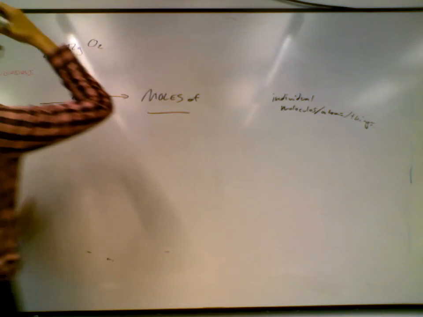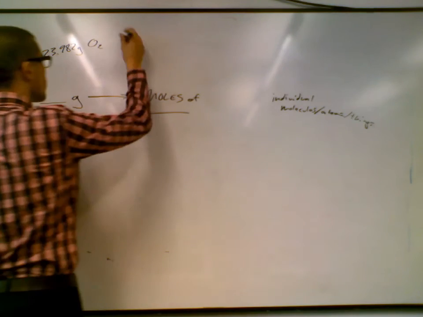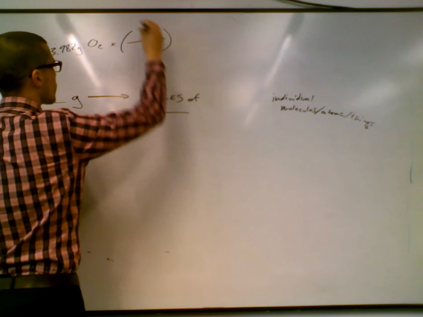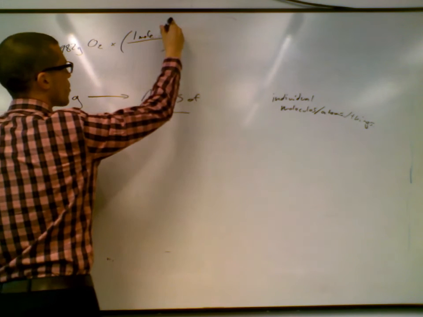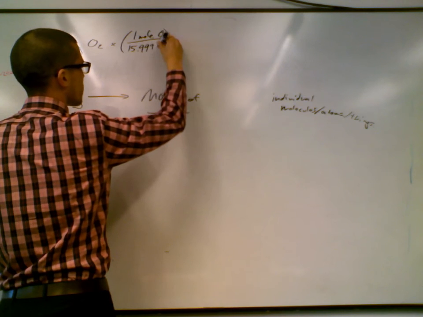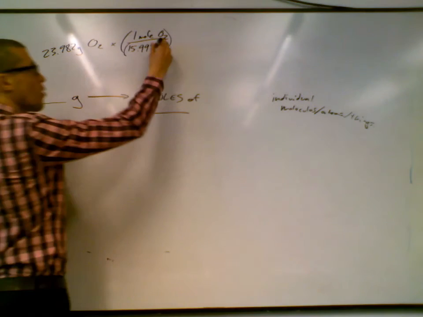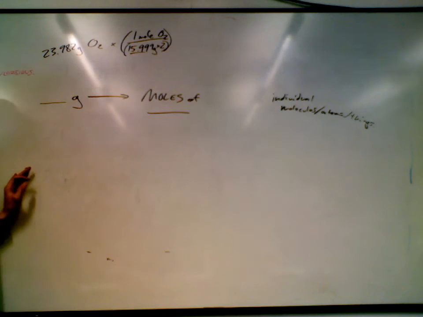How are we going to do that? 23.982 times 1 mole of O2 over 15.999 times 2. It's a molecule. Oxygen's molar mass is 15.999, the mass of 1 mole of oxygen atoms. That gives 1.498968, but that's not what he's asking.